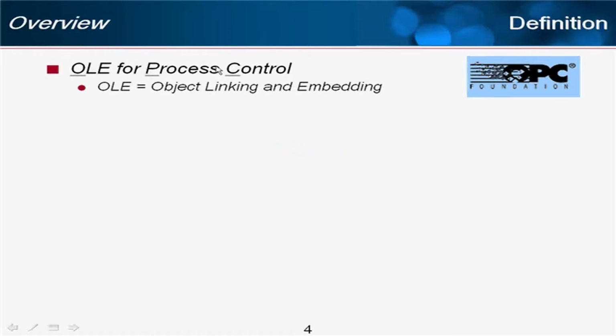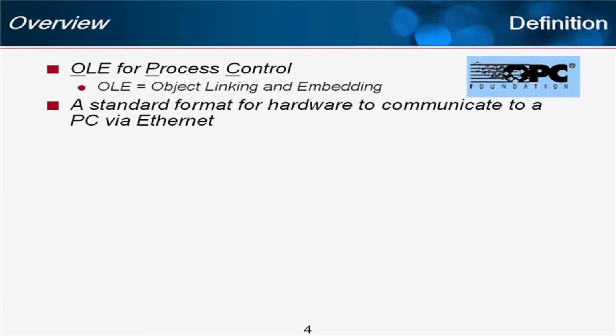OPC stands for OLE for Process Control. OLE means Object Linking and Embedding. If you're a software programmer, that probably is very clear to you. To put it in layman's terms, what OPC means is it's a standard format that hardware can use to communicate to a PC over Ethernet.